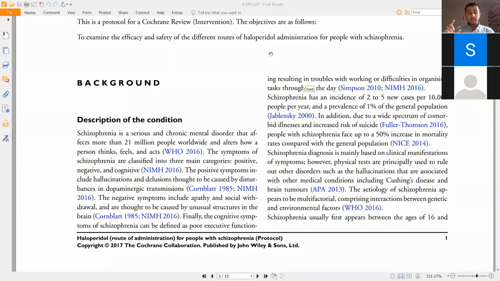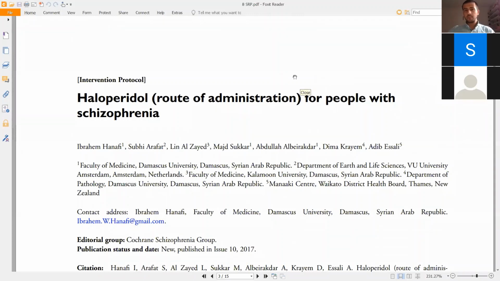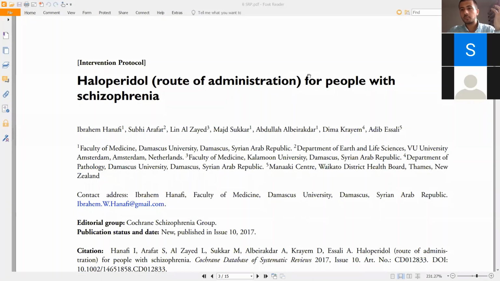Meta-analysis. Okay, meta-analysis does have results, and we don't have results here. So it is a protocol. Sometimes we download a paper and we think this paper is really very good. We have 15 pages and it's really complex to read, but it's all about methods. Then what is this paper? This paper is just a protocol. Haloperidol for people with schizophrenia, but it's an intervention protocol. Sometimes we publish a protocol and it is a way to lower the amount of bias.